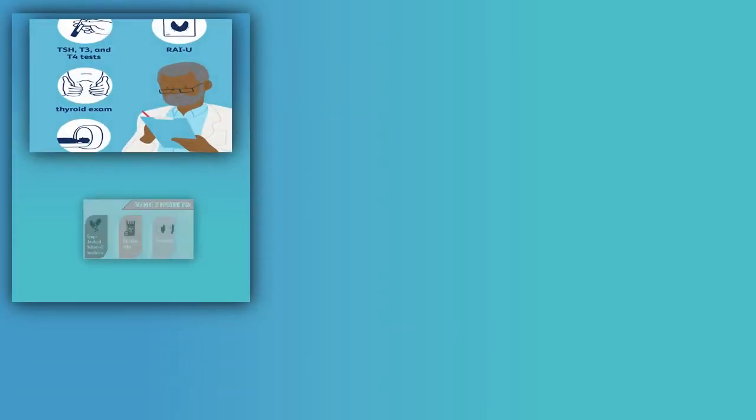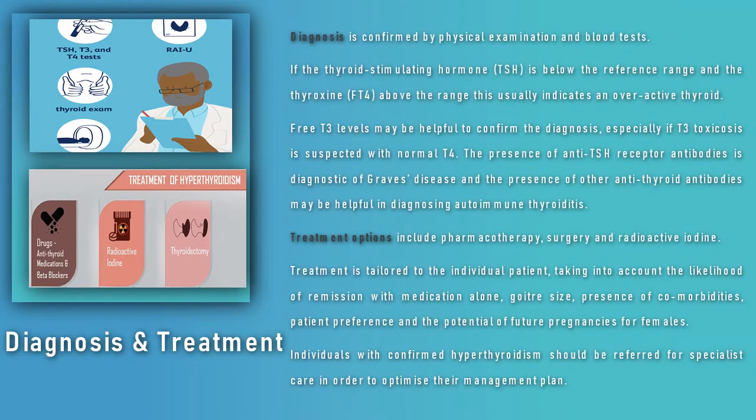The diagnosis of hyperthyroidism is confirmed by physical examination and blood tests. If the thyroid stimulating hormone is below the reference range and the thyroxine above the range, this usually indicates an overactive thyroid. Free T3 levels may be helpful to confirm the diagnosis, especially if T3 toxicosis is suspected with normal T4. The presence of anti-TSH receptor antibodies is diagnostic of Graves' disease, and the presence of other anti-thyroid antibodies may be helpful in diagnosing autoimmune thyroiditis.